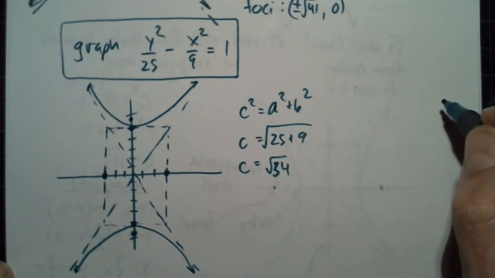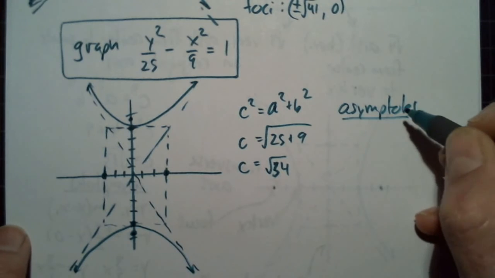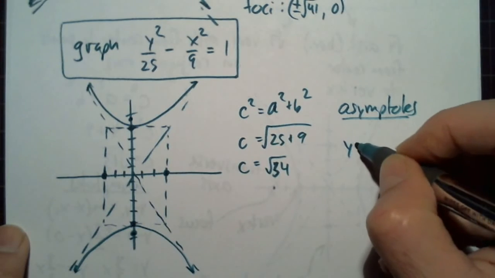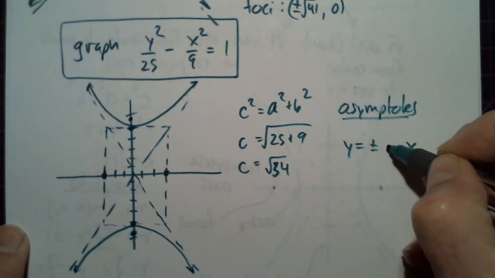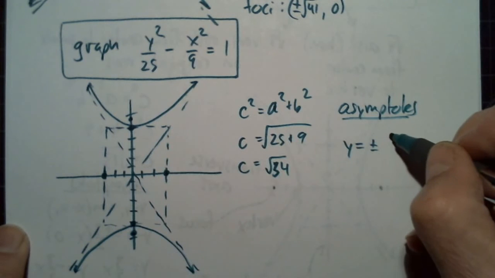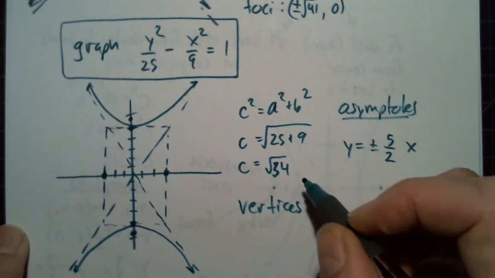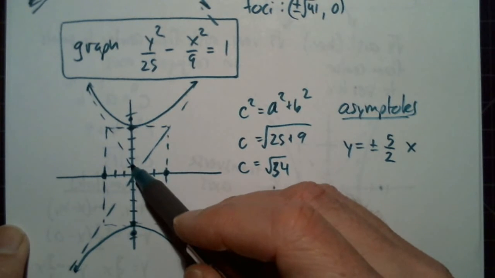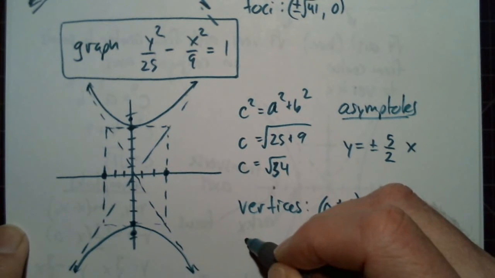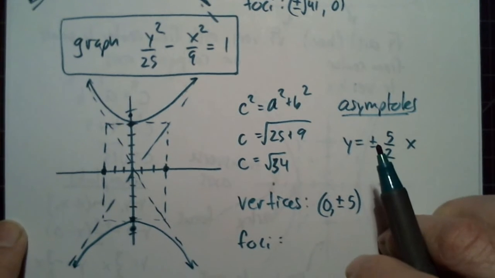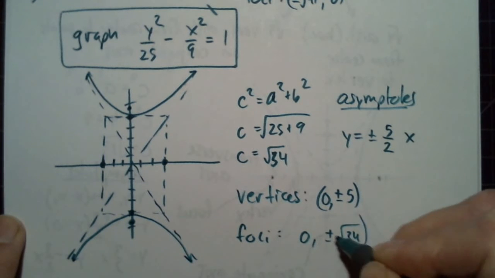And we can find the asymptotes just by copying the numerators. Y minus y equals x minus x, and rise 5, run 2. Asymptotes. The vertices are 0, 1, 2, 3, 4, 5, 0, positive or negative 5. Foci are 0, positive or negative radical 34.